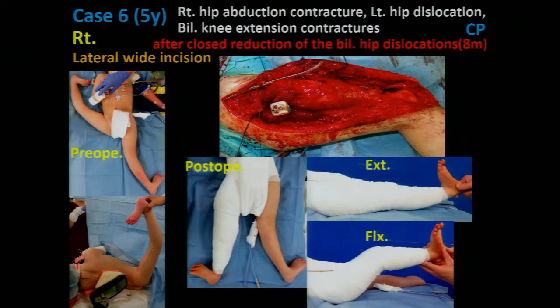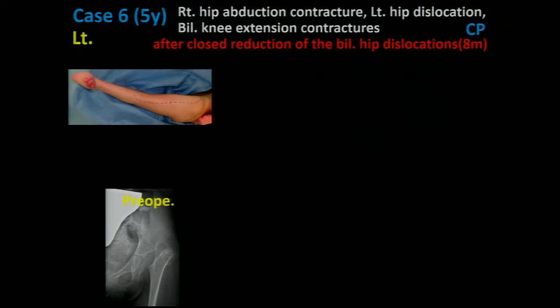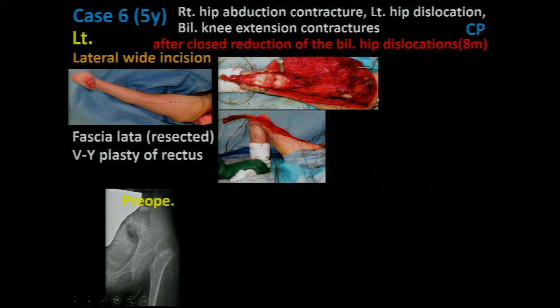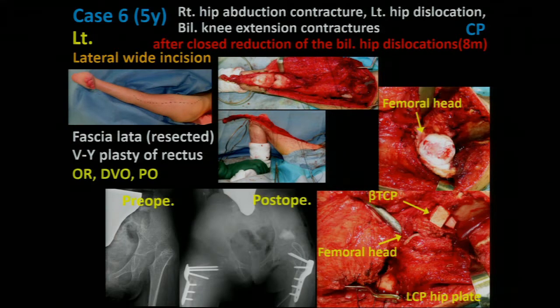And as you can see, this deformity was corrected well. And 6 months later, I did surgery for the left hip. So it was severely dislocated on the left hip. So in this patient, similarly wide exposure is necessary. For the knee, fascia lata resection and VY-plasty and anterior capsular release were done. And after that, open reduction, femoral osteotomy and pelvic osteotomy were performed. As you can see, the shape of the hip, the femoral head, is very good.